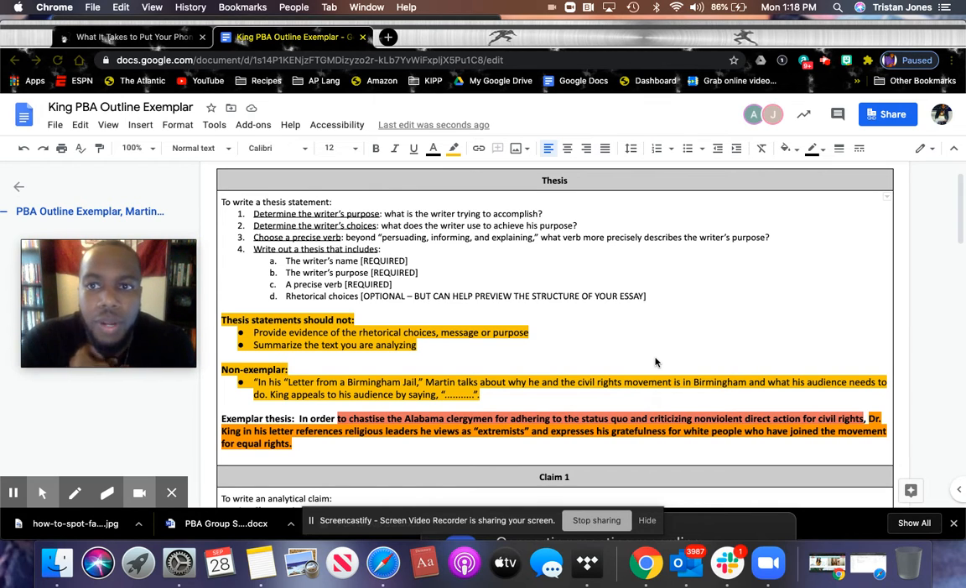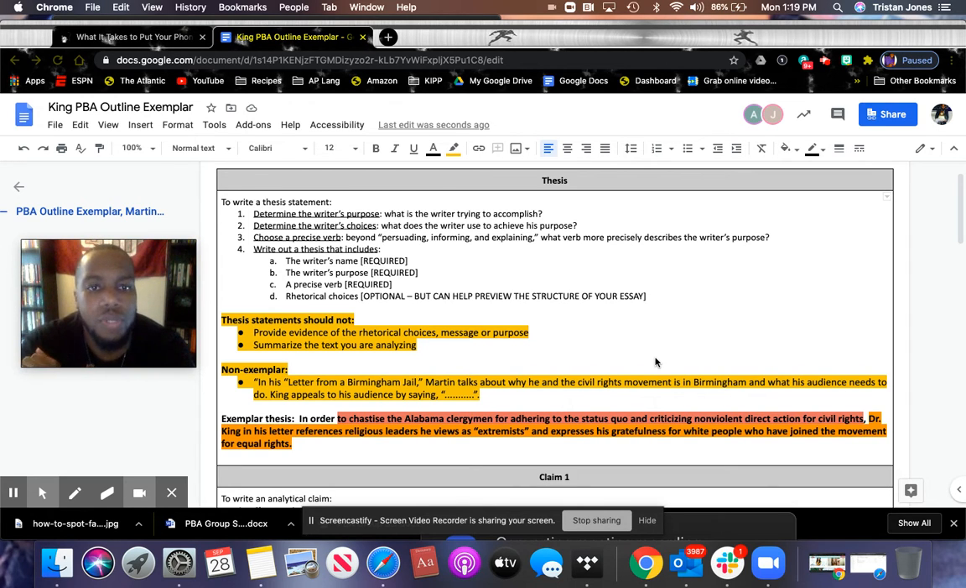All right, so let's start with our thinking steps. In order to write a thesis statement for a rhetorical analysis essay, the first thing you need to do is determine what is the writer's purpose. So, what is the writer trying to get accomplished in his or her text through his or her rhetoric? Two, determine the writer's choices. So, what does the writer use? What techniques, what strategies does the writer use to achieve his or her purpose in their text?